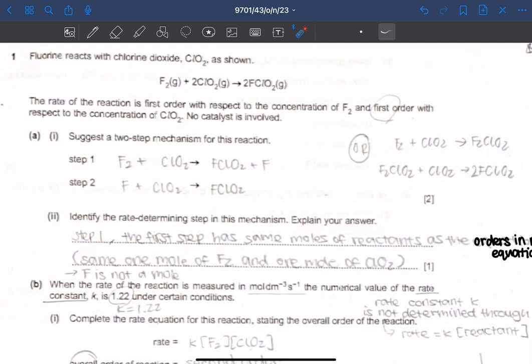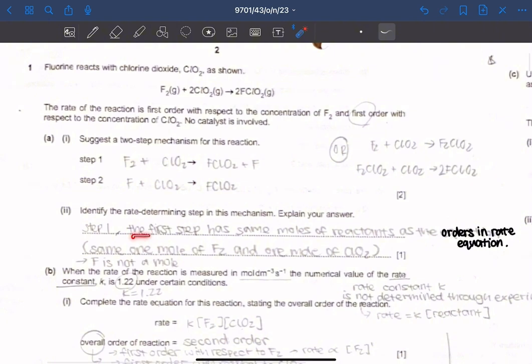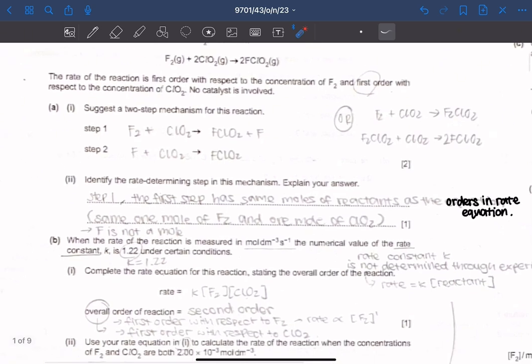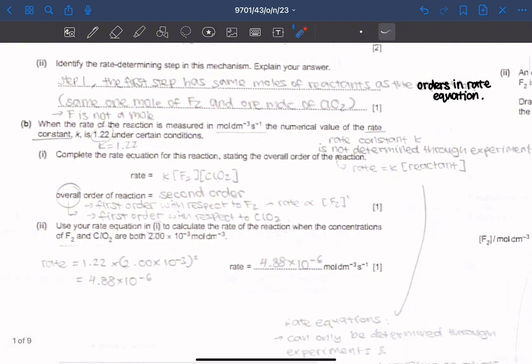And then identify the rate determining step, which is the slowest step in the reaction, usually step 1, and explain your answer. This is because the first step has the same moles of reactants as the orders in the rate equation. Just now we read that it is first order with respect to F2 and first order with respect to ClO2. So in step 1, they should have 1 mole of F2 and 1 mole of ClO2. You could also answer the explanation this way. And remember that F is not a mole.